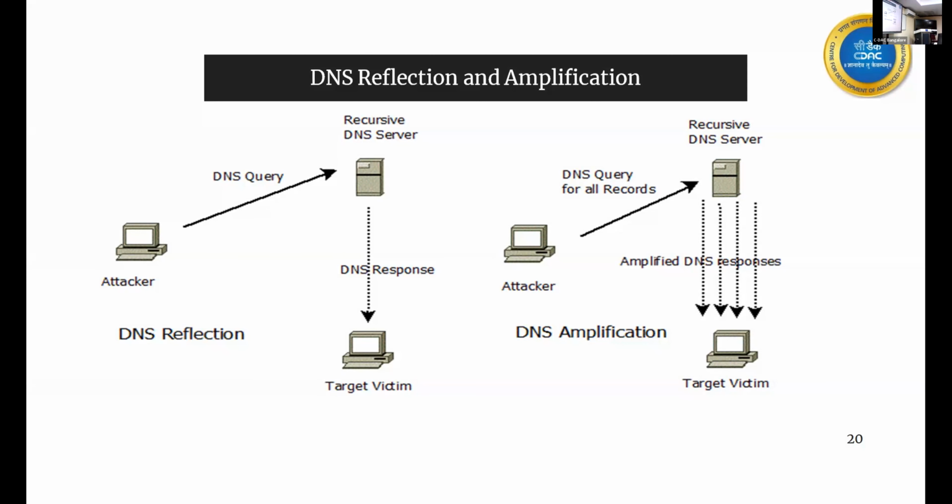Suppose there is a recursive DNS server somewhere in the world, and the attacker sends one DNS query. The reply should come back to the attacker only, right? If I send a query, I get the reply. But what will the attacker do? The attacker will spoof the IP address of any victim, any victim in the world. He will spoof the IP address saying, I am this target and this is my query.